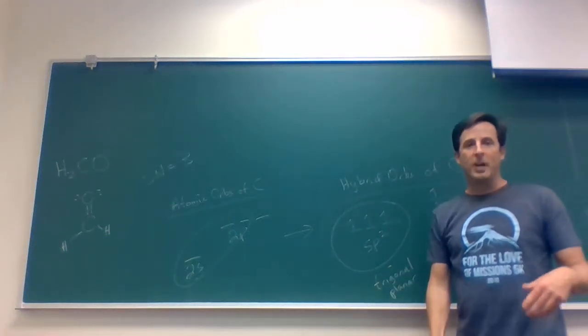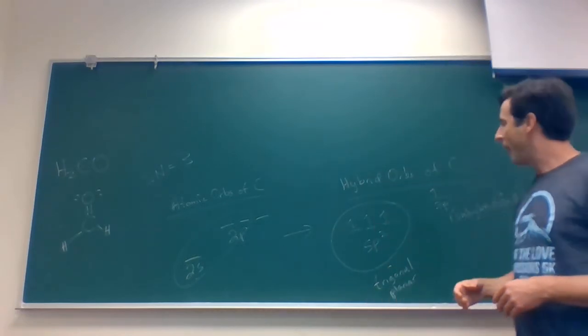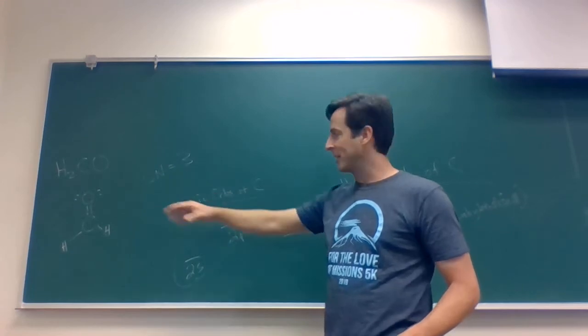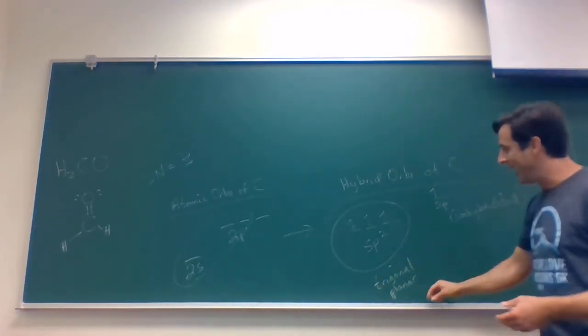Alright, so part 3 of valence bond theory. We're getting near the end of this, so this video hopefully will be shorter than the others. I laid out the Lewis dot structure for H2CO. We filled in the hybrid orbitals. I just want to label what we have.